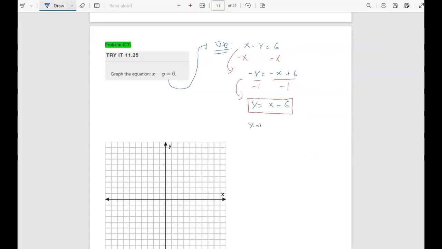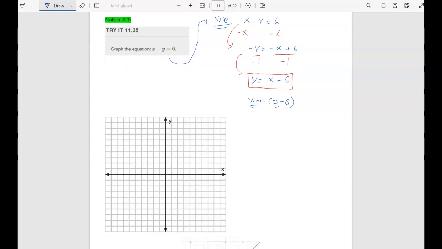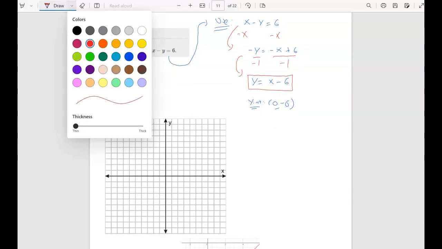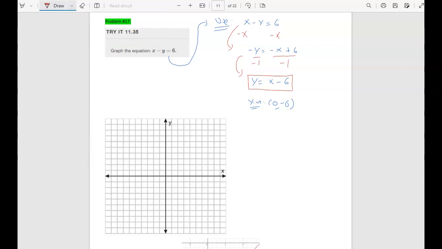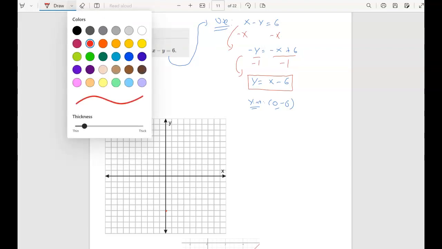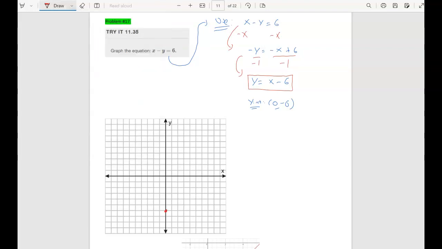Your y-intercept is 0, negative 6. That happens to be the constant. So as a point, we're looking at coordinate point 0 and negative 6. So 1, 2, 3, 4, 5, 6. That's going to be here. Let me count them again. That happens to be there. Let me make it a little bit thicker.